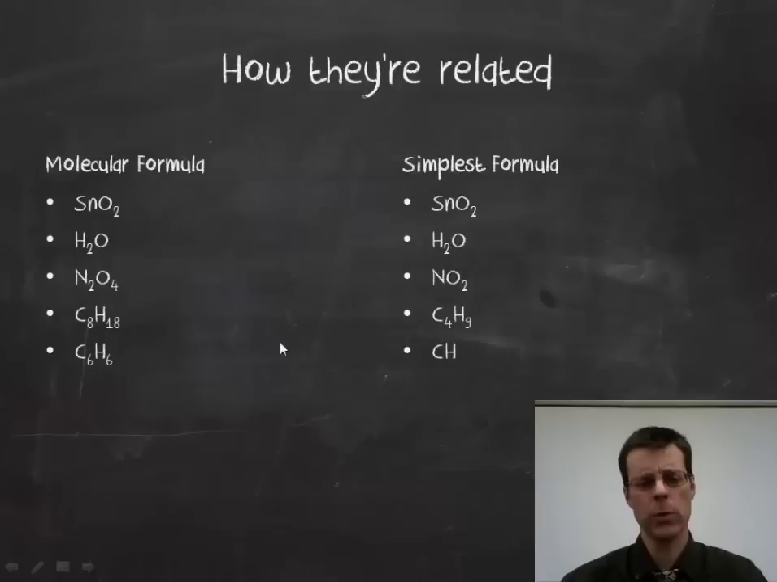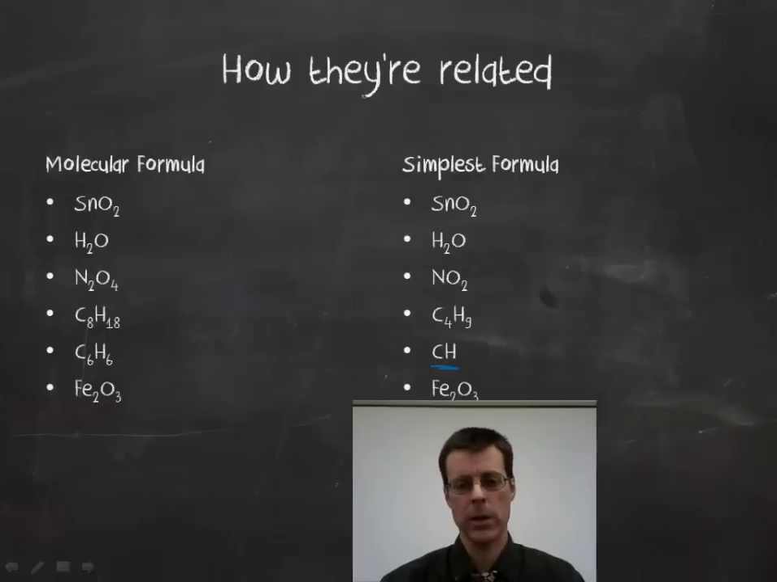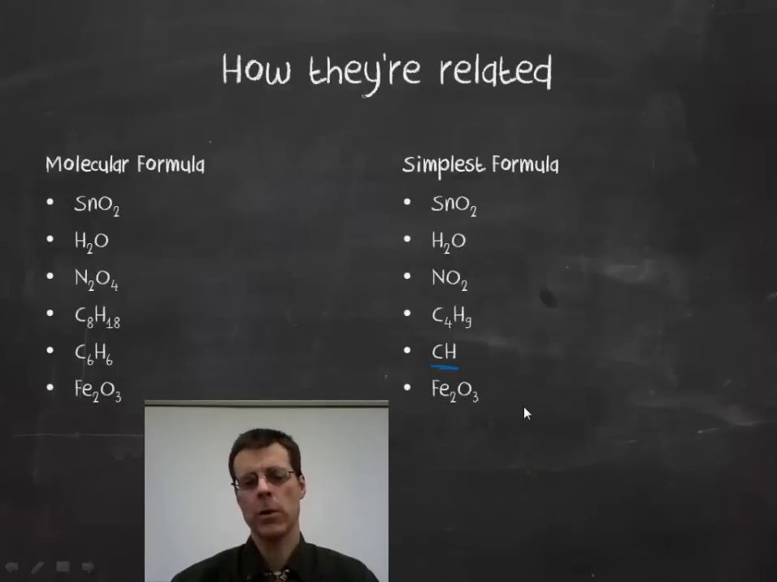And two more, this one. Again, you would not be able to draw a Lewis structure for that, not one that would work anyhow. And then lastly, iron(III) oxide. Now the other thing I want to look at with this is as we go through the simplest formulas and look at the ratios of atoms, 1 tin to 2 oxygens, 2 hydrogens to 1 oxygen, 1 to 2, 4 to 9, 1 to 1, and 2 to 3.